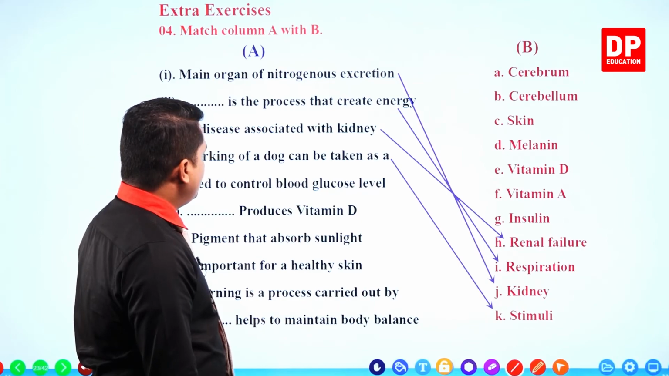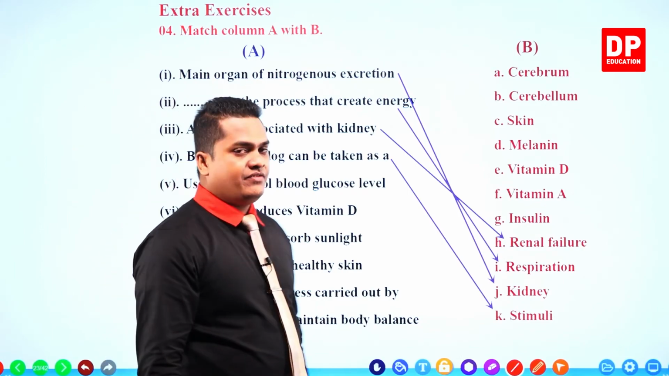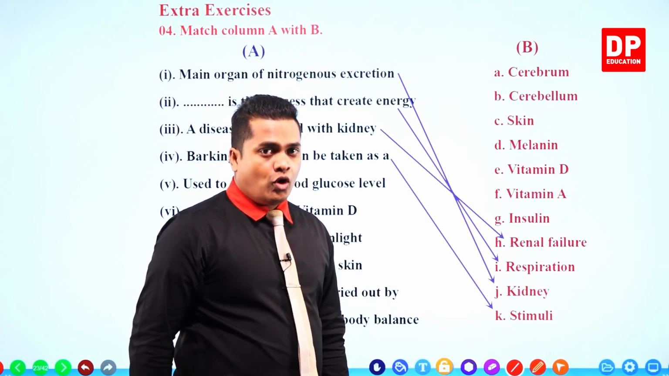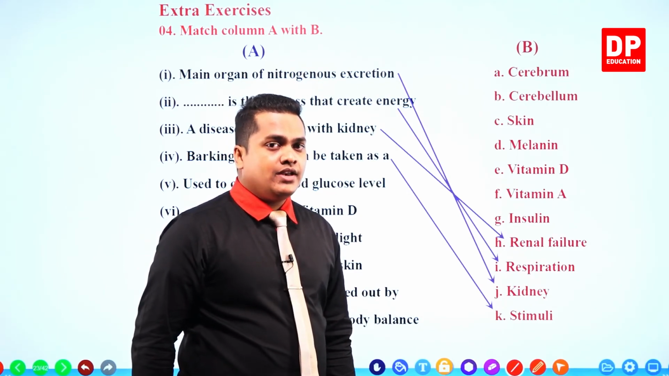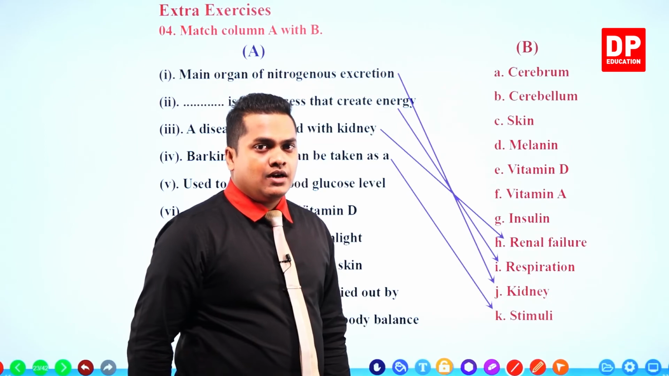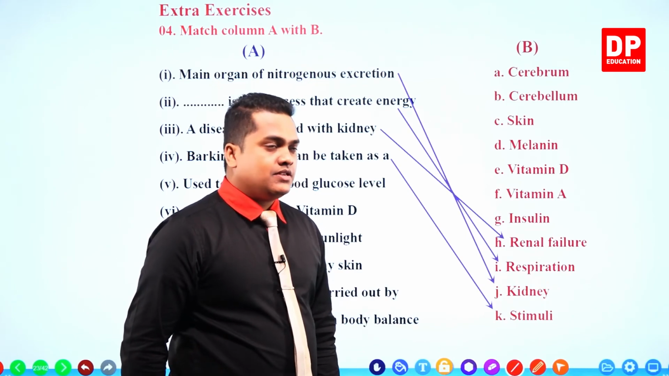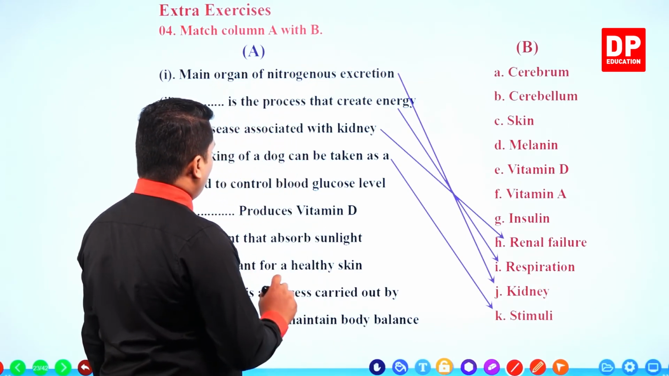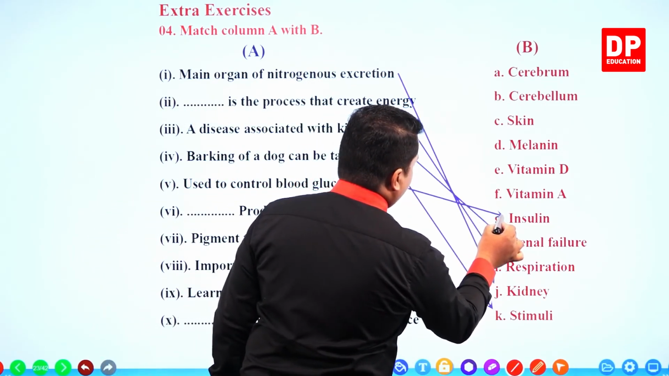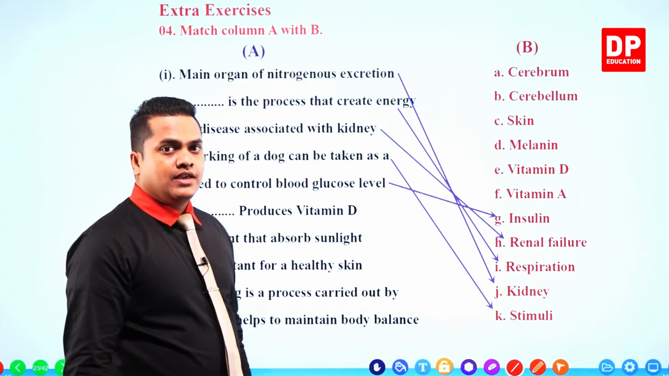Next one. Used to control blood glucose level. So I told you about this thing, right? When we were studying about the endocrine glands and their hormones, during the endocrine coordination, I discussed and gave you the example related to the hormone that controls our blood glucose level. So my dear children, the answer for the fifth one is insulin. Insulin is the one that controls the blood glucose level of a human being.